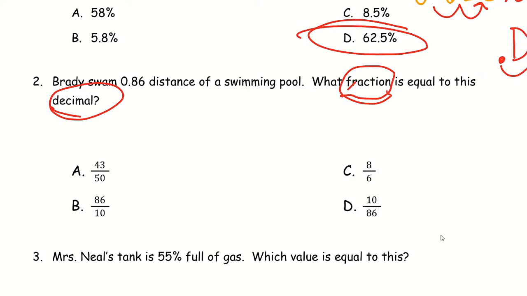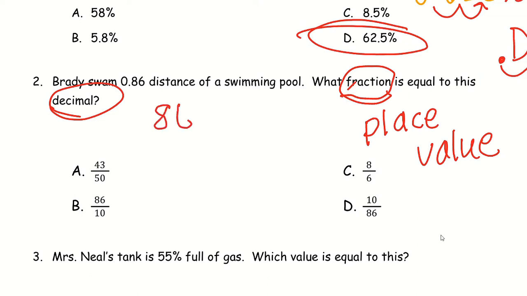Okay, so decimal to fraction. I know I can say this decimal with place values because I know my place values, and I said that with 86 hundredths. So I'm going to write that, 86 over 100. I don't see that answer there. Oh, no, I did it wrong.